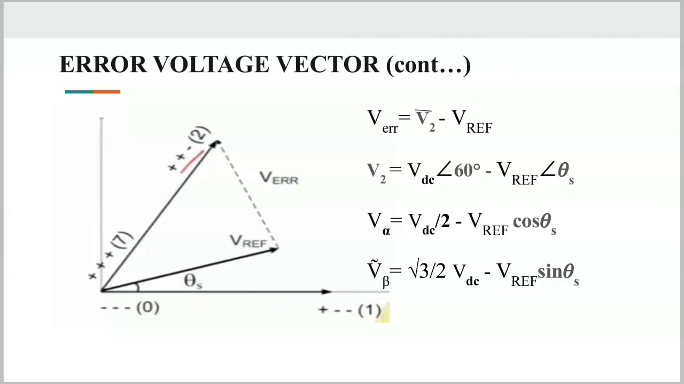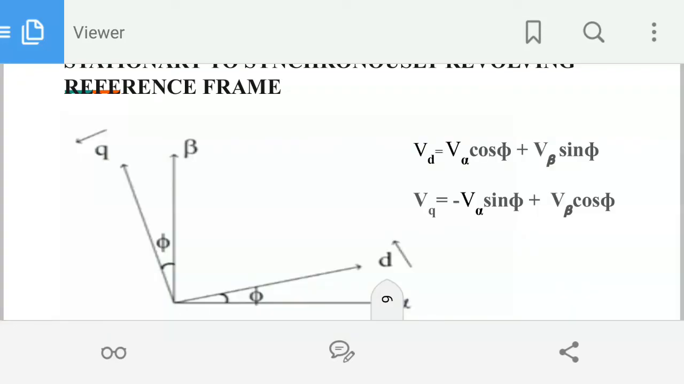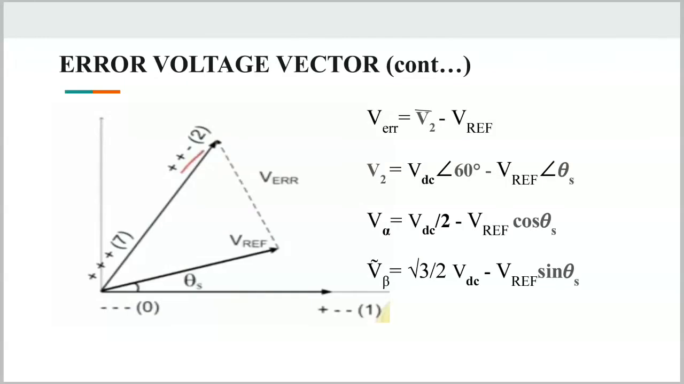So when the applied voltage is active vector 2, plus plus minus is called as the active vector 2, then we'll find the error voltage is equal to V2 minus V reference. So we'll find V2 is equal to VDC, the applied voltage at an angle 60 degree, minus V reference at an angle theta s. So V alpha is equal to VDC by 2 minus V reference cos theta s, and V beta is equal to root 3 by 2 VDC minus V reference sin theta s. These are the error voltages which we are getting along the alpha axis and the beta axis.